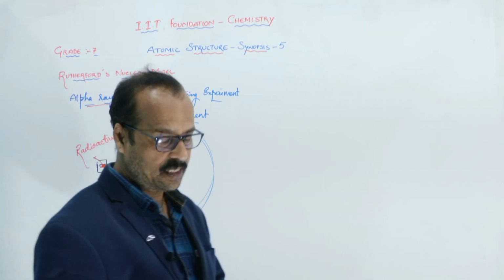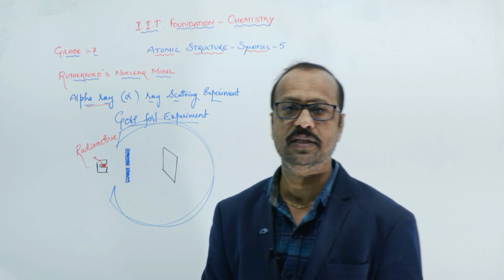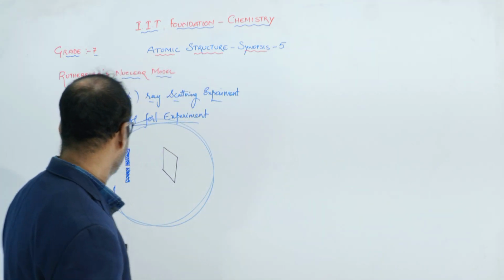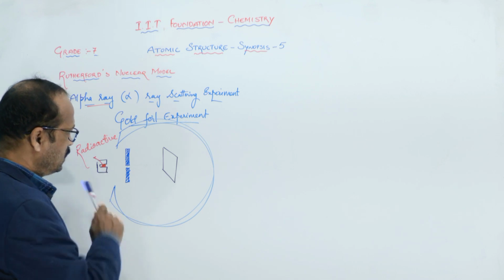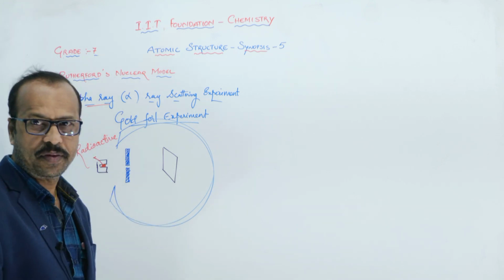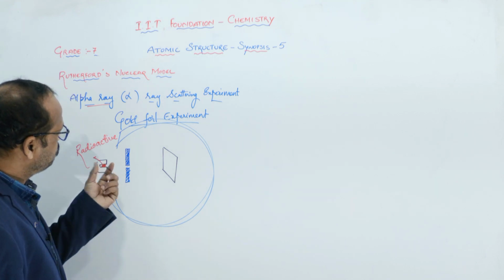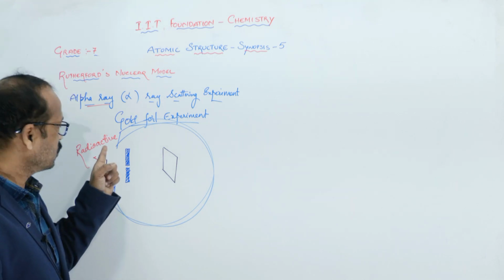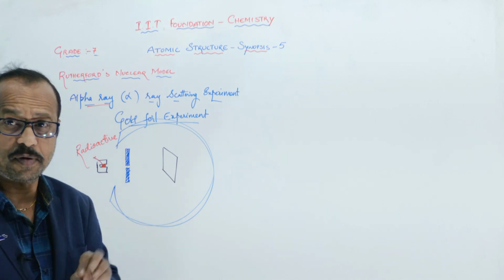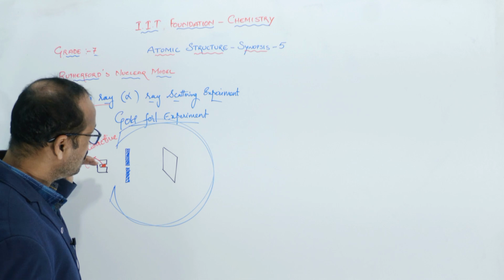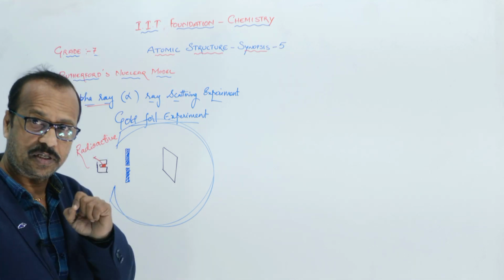What is a fluorescent screen? It is a zinc screen which is coated with zinc sulfide. So this is the arrangement of the Rutherford alpha ray scattering experiment. Here is a source of radioactive material, a source of alpha particles that is emitting the alpha particles. These alpha particles are positively charged.